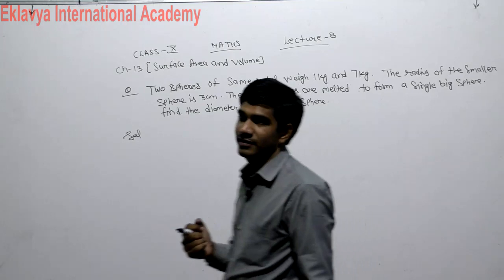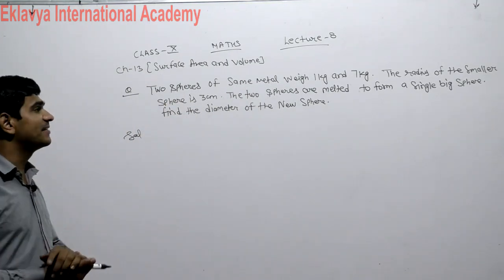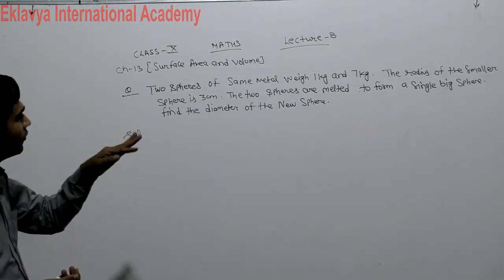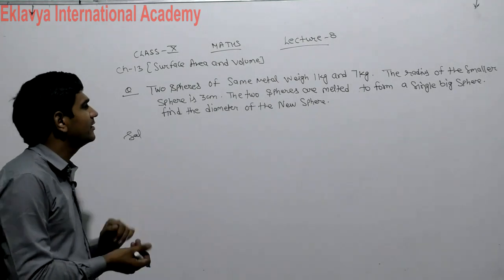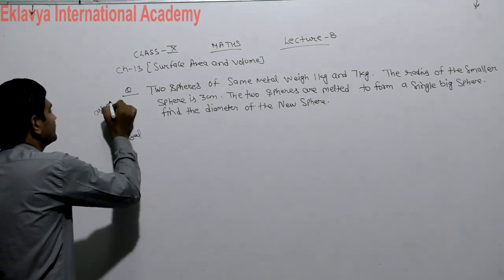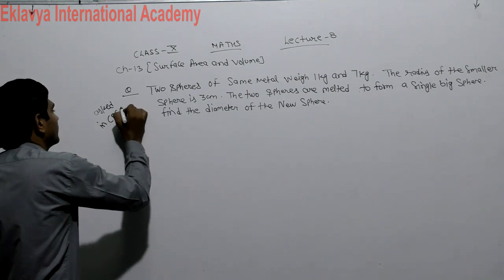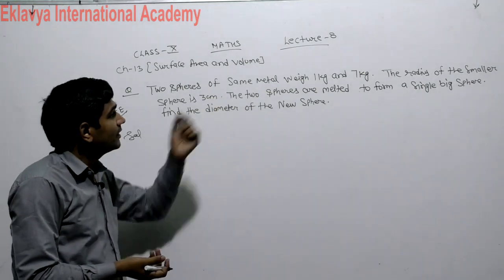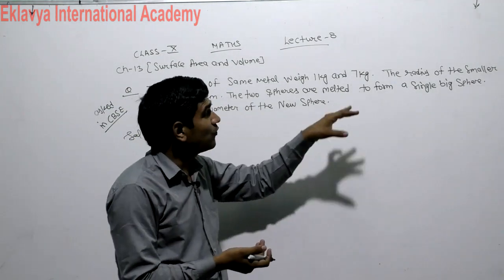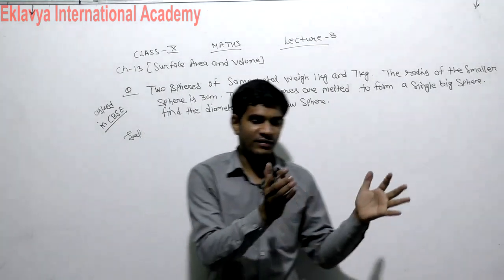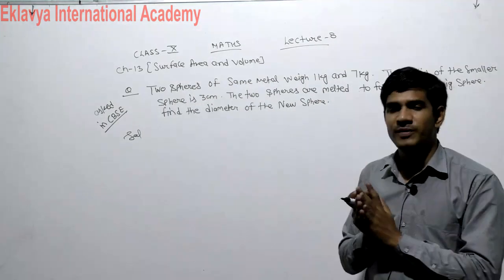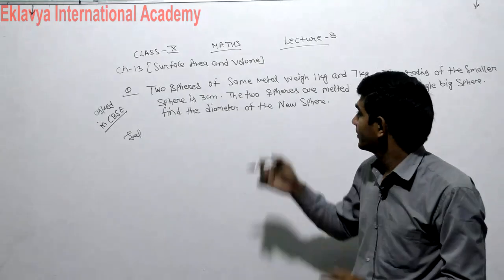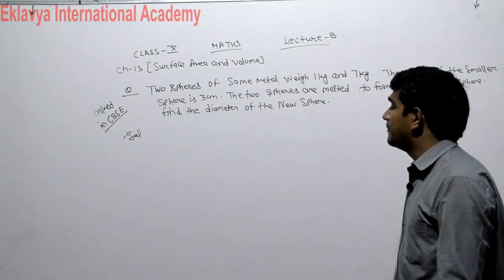So, the first question is that two spheres of the same metal weigh 1 kg and 7 kg. The radius of the smaller sphere is 3 centimeter, which was asked in CBSE. The two spheres are melted to form a single big sphere. One is the small sphere, another one is the bigger sphere. We have melted both the spheres and formed a new big sphere. After that, find the diameter of the new sphere.